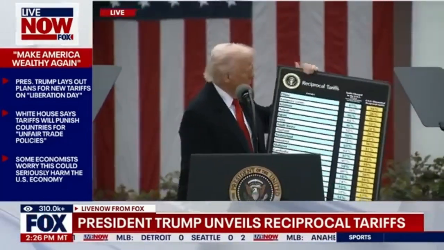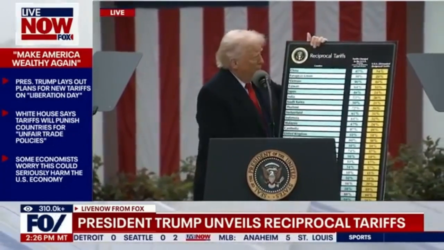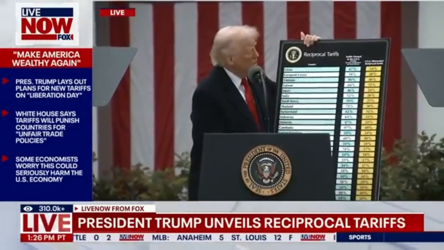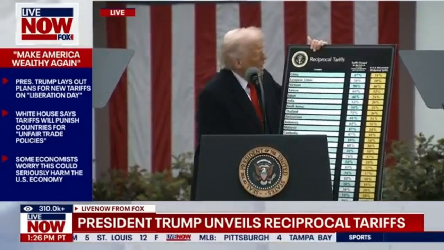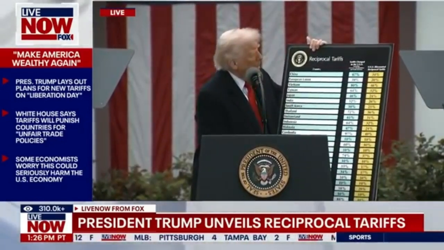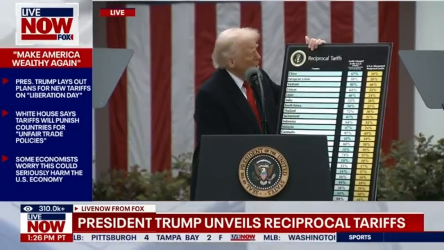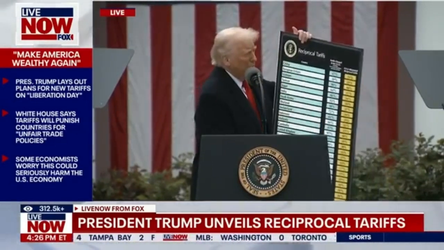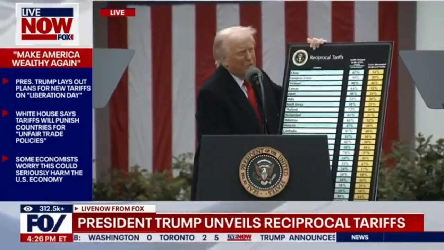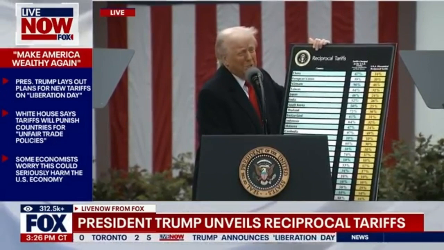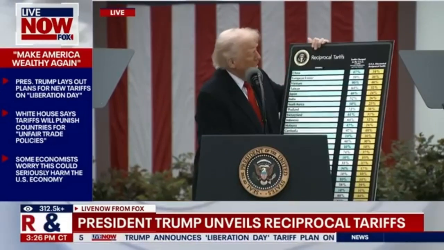So if you look at that, China, first row, China, 67%. That's tariffs. On 2nd April 2025, a significant day in trade policy, President Trump signed an executive order introducing a minimum 10% tariff on all U.S. imports, effective 5th April.